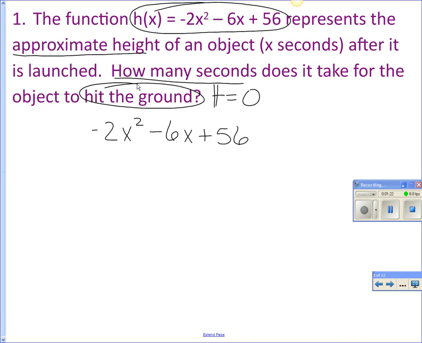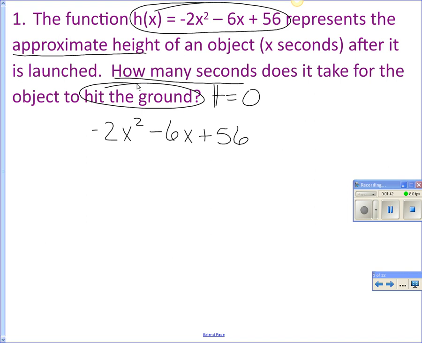I'm thinking ahead. I know I'm going to have to equal it to 0. But remember what we did last week: I can't equal it to 0 yet. What do you have to do first? You have to solve it. How do we solve something like that?